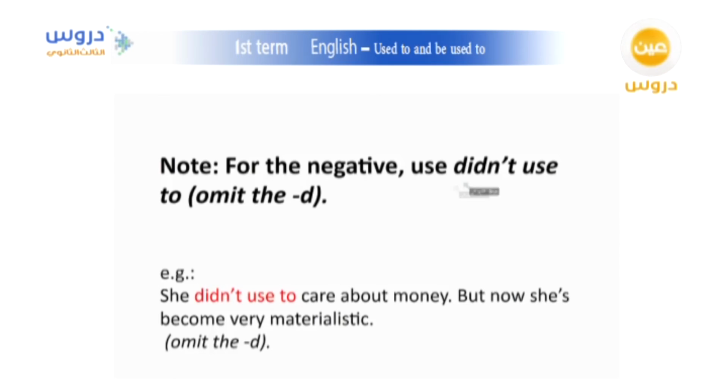Note, for the negative, use didn't use to, omit the D. We cannot say in English, I didn't used to. No, I have to say, I didn't use to, without D, when we want to make it a negative. For example, she didn't use to care about money, but now she has become very materialistic. Omit the D. So for the negative form, just use didn't use to without the D. So we cannot say in English, she didn't used to. No, we have to say, she didn't use to. This is for the negative.